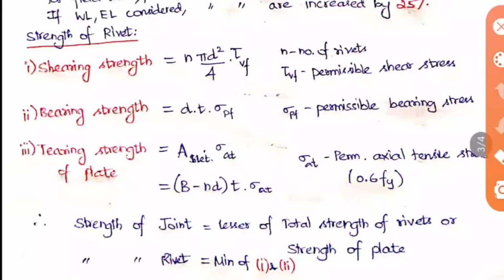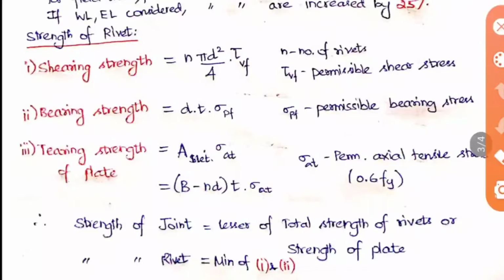Okay, so the first, shearing strength, is n times pi d square by 4 into tau Vf. Here n is the number of rivets, d we know is the effective size of the holes, and tau Vf is the permissible shear stress. And then the second one is the bearing strength, it is d t into sigma p. So again d is the effective diameter, t is the thickness of the plate, and sigma p is the permissible bearing stress. Here also, if many rivets are joined, you should multiply it with n.